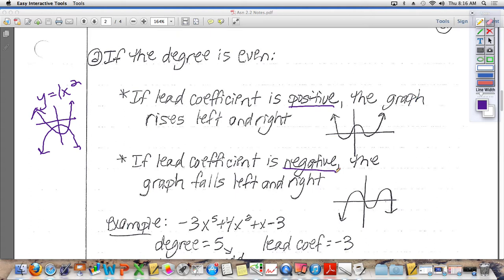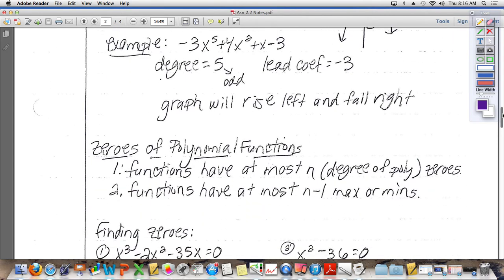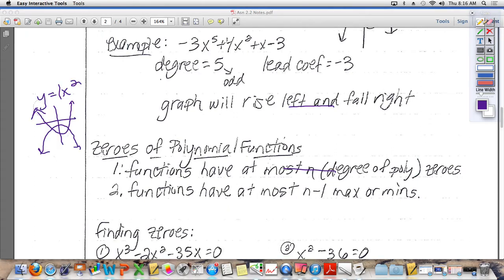Example. All right, here we go. Negative 3x to the 5th power plus 4x squared plus x minus 3. First of all, we need to figure out the degree. The degree is always the highest power. The degree is an odd number in this case. The degree is 5. I labeled it as being an odd number. You really don't care that it's 5 at this point. What you really care about is that it is an odd number.